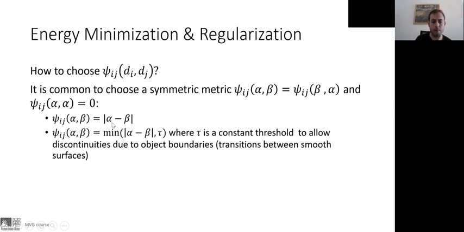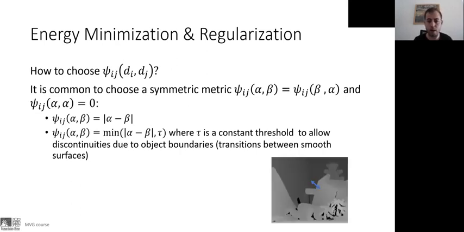That's one choice, but usually a better choice would be to bound this metric with a threshold tau to allow some discontinuities that are required for object boundaries. We don't want the result to be too smooth, so we want to bound this error in order to allow such discontinuities in the disparity estimation map.